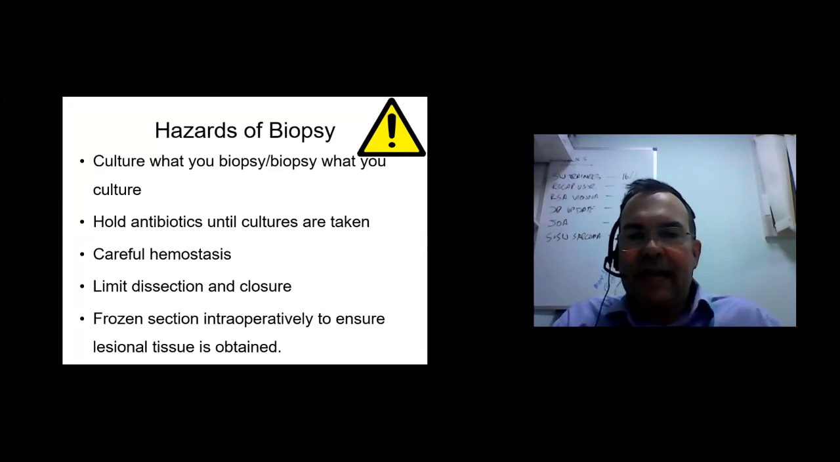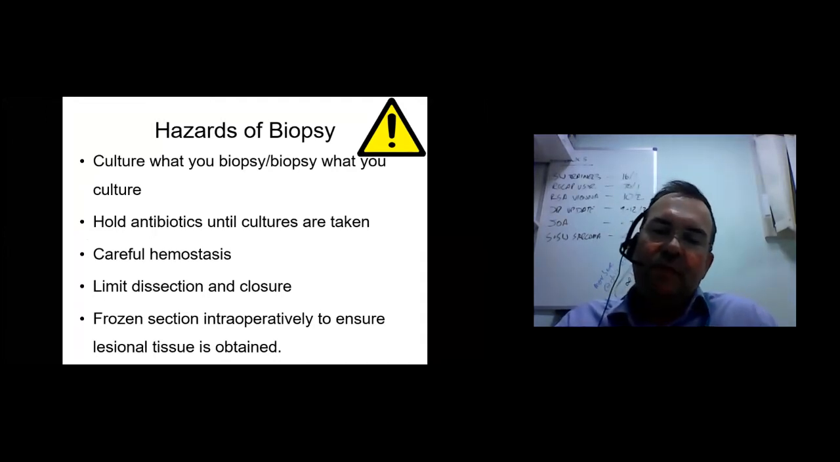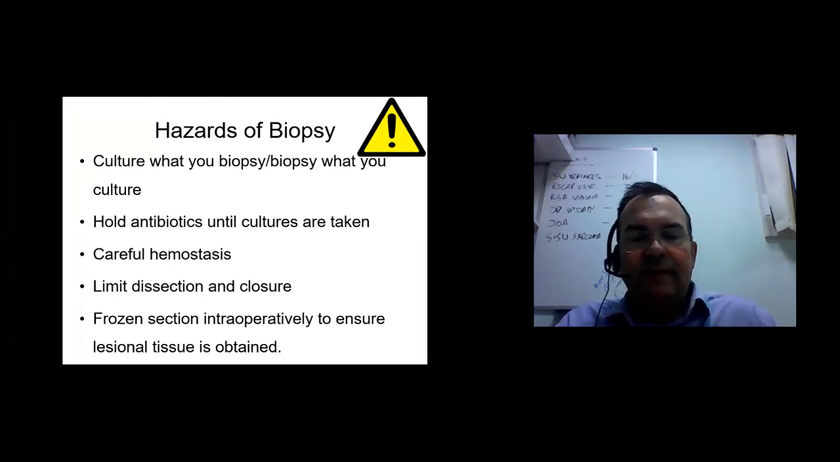Just remember to say that you would always culture what you biopsy and biopsy what you culture. So always be thinking in the back of your mind, could this be infection or one of the great mimics such as fibrous dysplasia or TB? Withhold antibiotics until the cultures are taken. Very careful hemostasis so you don't leak tumor into the wound. You'll do a very careful dissection and closure, and just be aware of the principle of frozen section.